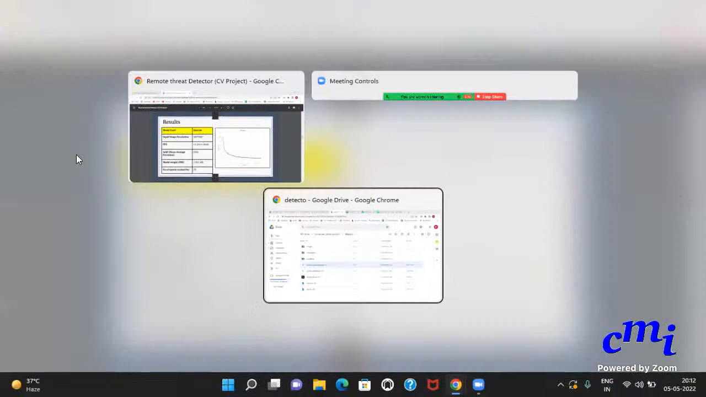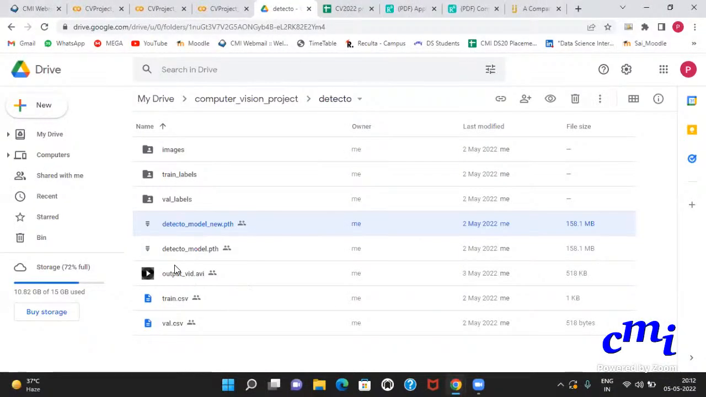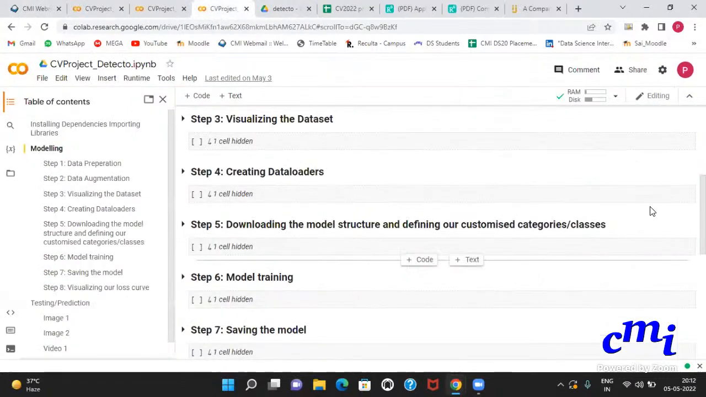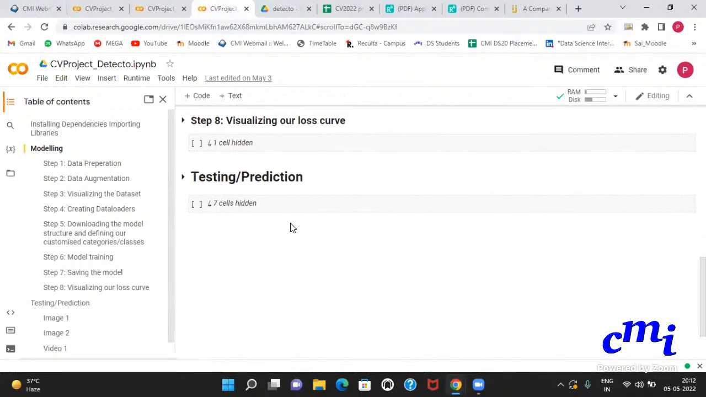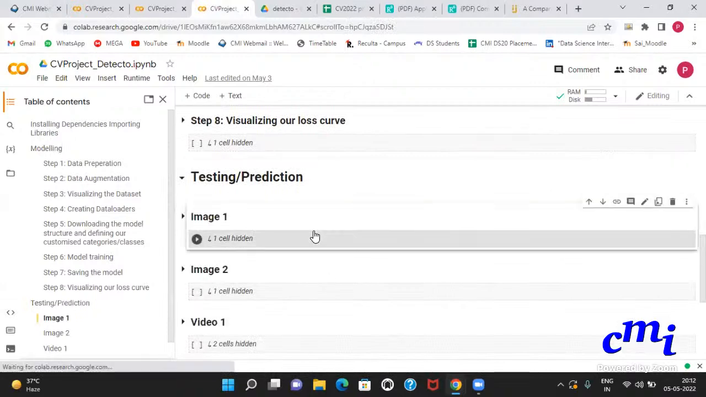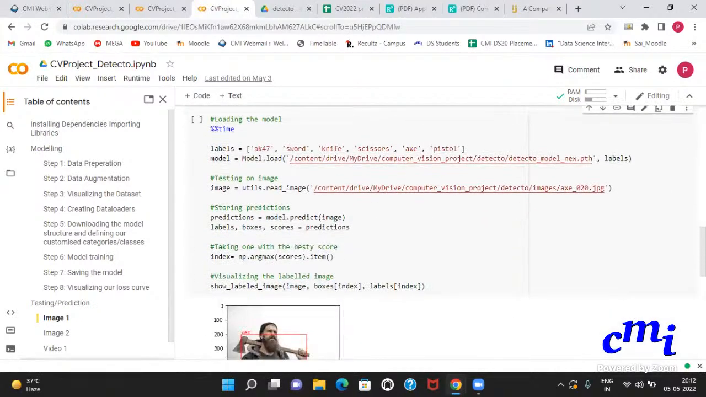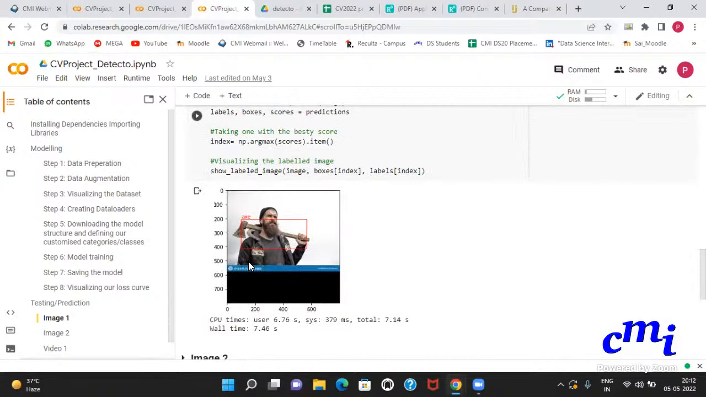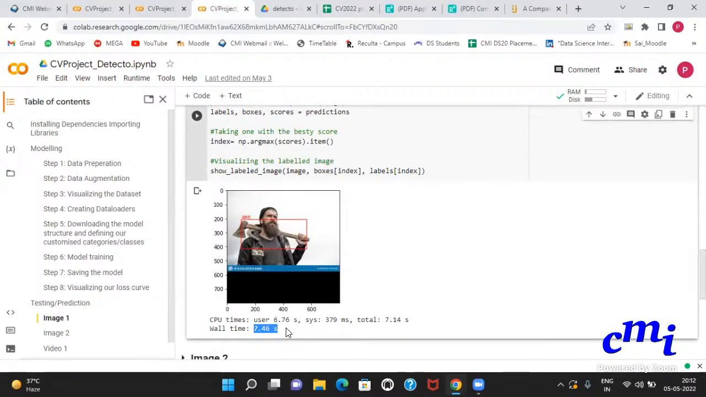You can see I trained this detector model, and this model weight is 158.1 MB. When it comes to detecting images, it's able to detect well. For example, there is this image one which I tested it on. It is able to detect this image, but the wall time is 7.46 seconds. So the frames per second is very low, and we cannot use it for real time.